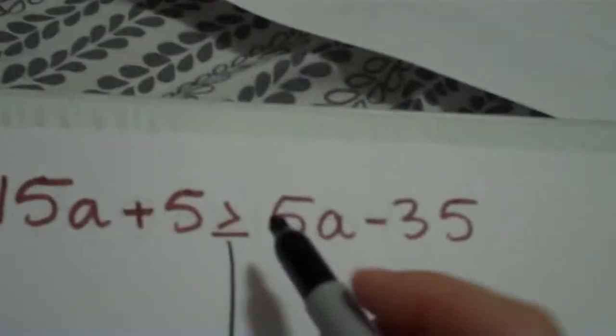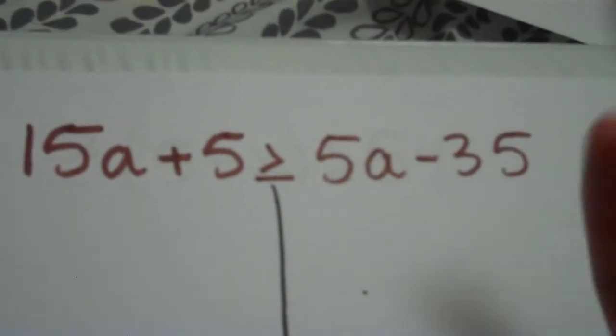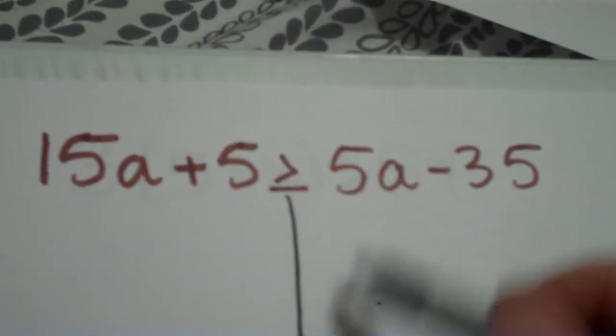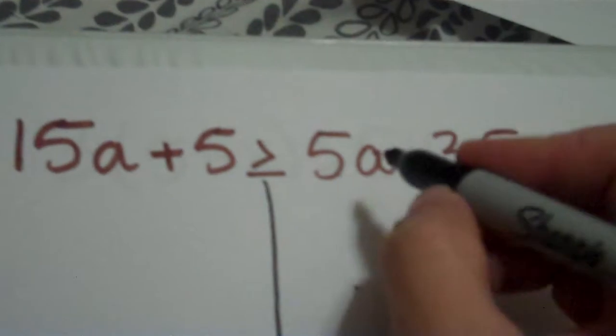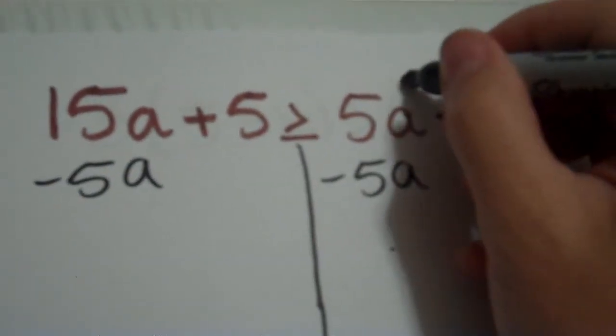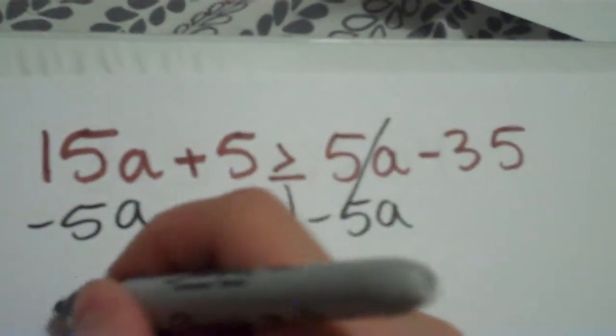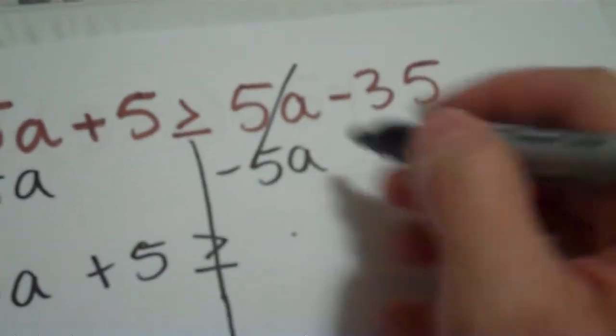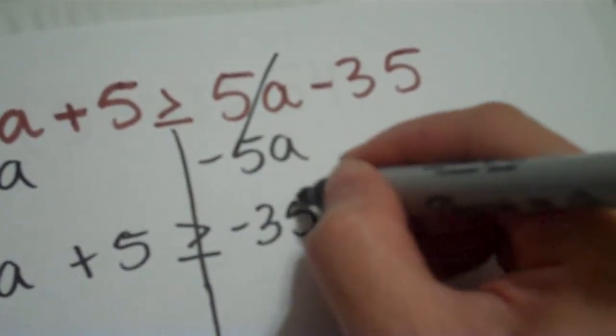Alright. So here, if you remember correctly, I need to get my A's together. I can either bring my 5 over here or my 15 over here. I'm going to bring my 5. The opposite of a positive 5A is negative 5A. Okay, that goes away. Yet again, we're doing nothing different than we haven't done before. 15 minus 5 is 10. 10A plus 5, we rewrite the same symbol, equals negative 35.